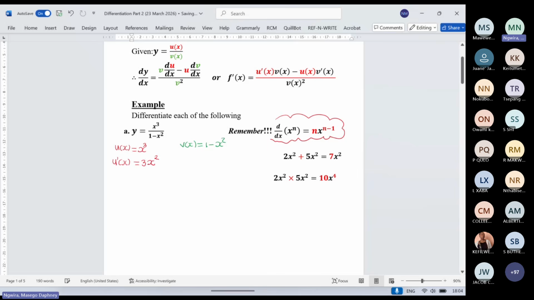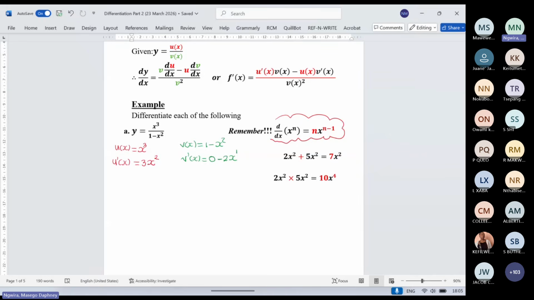When you differentiate this, the derivative of 1 is 0, and then minus 2, then x, then 2 minus 1 is 1. Again, I repeat, I'm using this rule of taking the 2, you put it here, then you minus 1 from that 2. So that's why I have negative 2x to the power of 1. The derivative of a constant is 0. Derivative of 1 is 0.